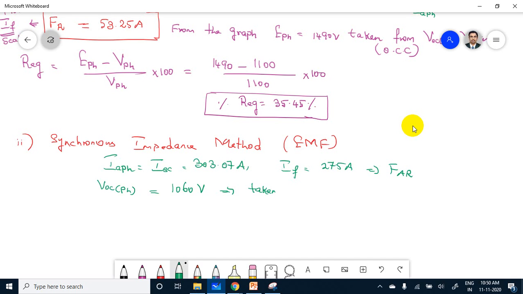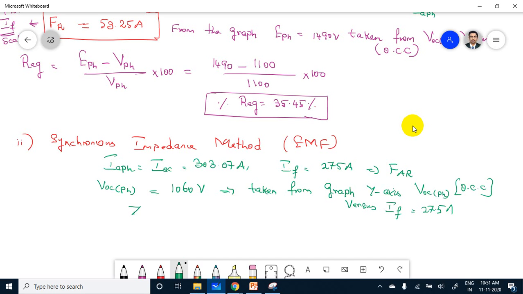This value we have to take from the graph, the y-axis, VOC phase. We have to take it from the open circuit characteristics, VOC versus IF, with IF equal to 27.5. For 27.5, you have to measure this VOC from the graph. Understood?